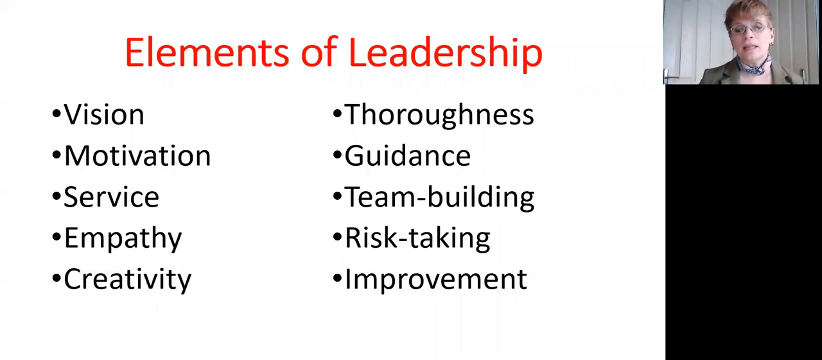There are a number of elements of leadership. Many of these may be well known to you. First of all, vision. If you can't look toward the future and see an idea of where you want to go and improve and change, you have no business being a leader. You could be a boss, that's the day-to-day, but not leadership. Motivation of yourself and of others.